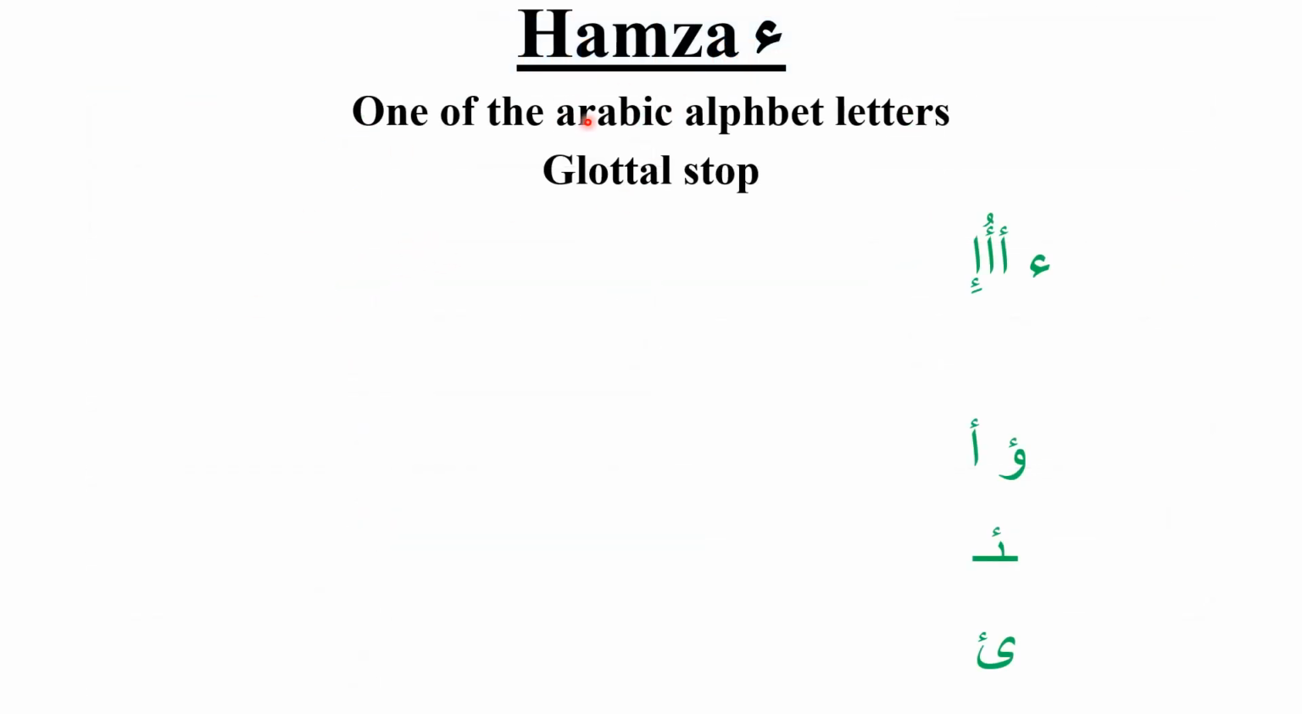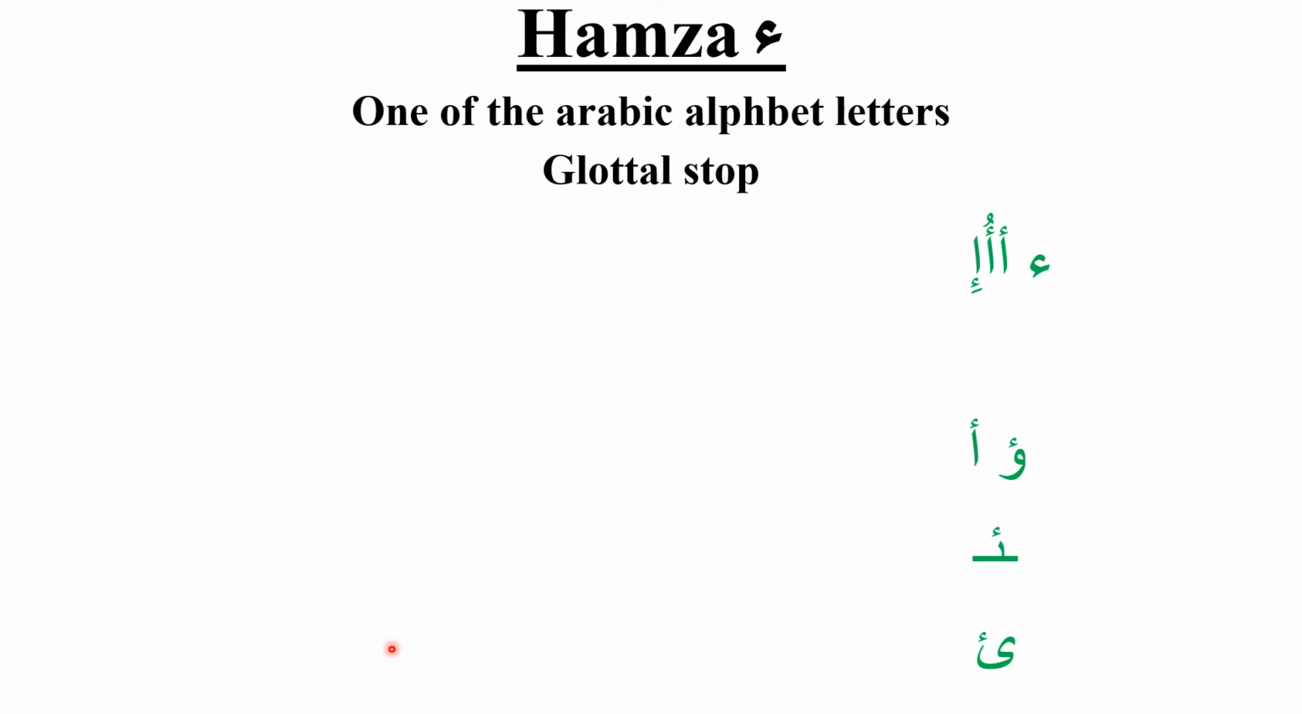And right here we have Hamza, as we promised to talk about in this lesson. It's very important. It is one of the Arabic alphabet. These should have been on the chart, I just separated them so I can talk about Hamza separately. It's one of the Arabic alphabet and is also called the glottal stop.